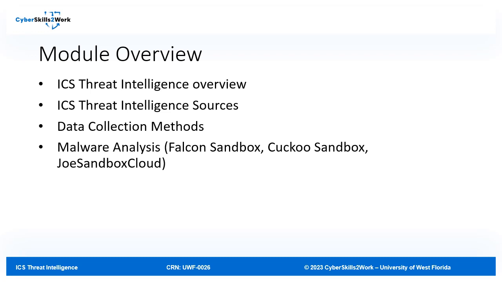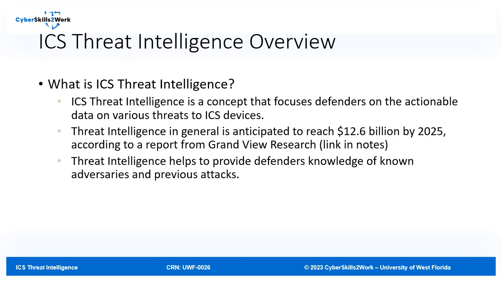Today's ICS defenders normally are inundated with data from numerous sources regarding the IT and OT networks. These defenders need to sift through the data to find the actionable data regarding the ICS devices. In this module, some tools will be reviewed to help the defender get actionable intelligence. Threat intelligence is a billion-dollar industry and is anticipated to be around a $12.6 billion industry by 2025. Threat intelligence gives defenders knowledge of known adversaries and helps them prevent attacks by describing previous attacks.